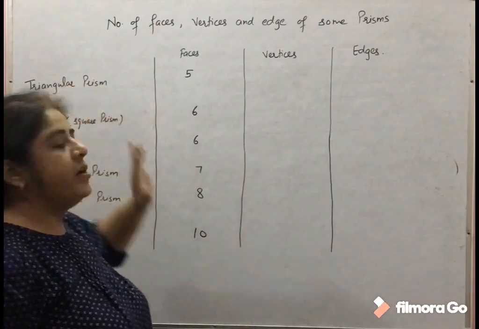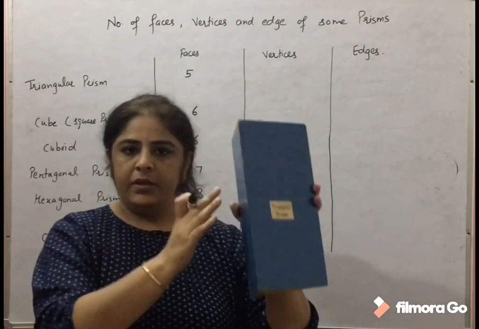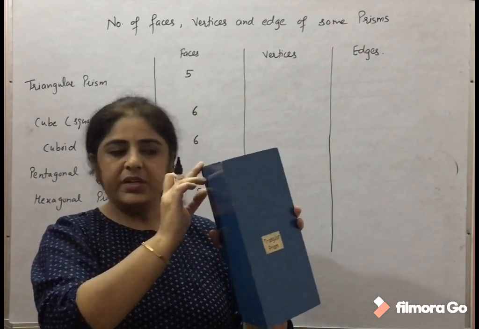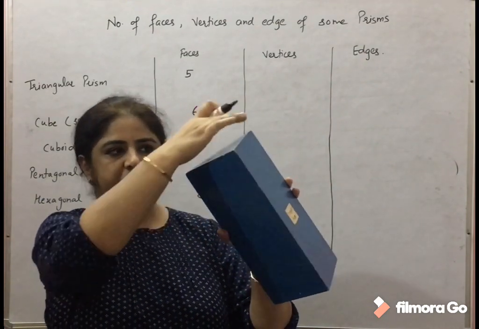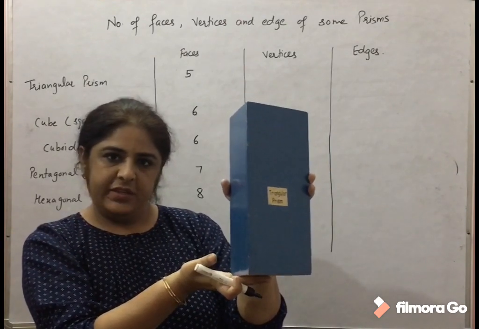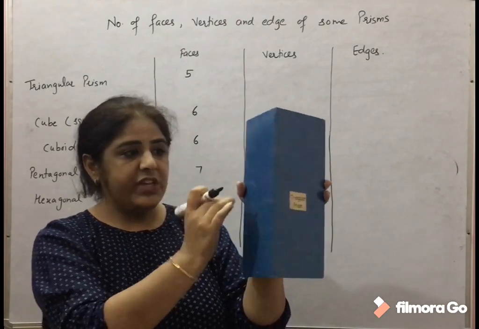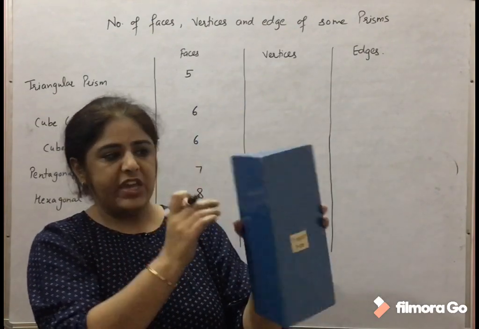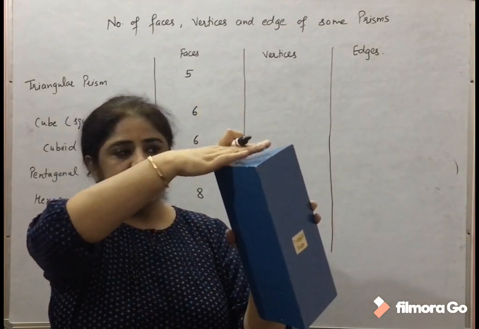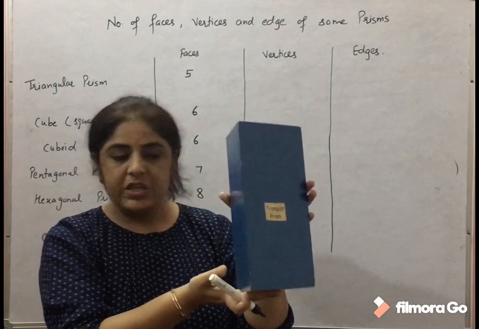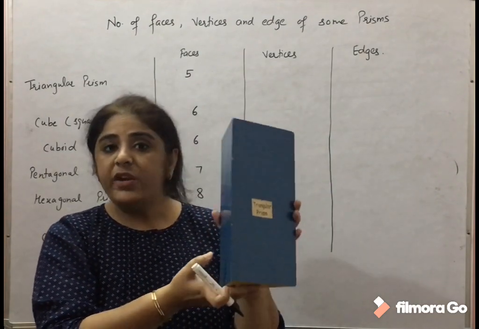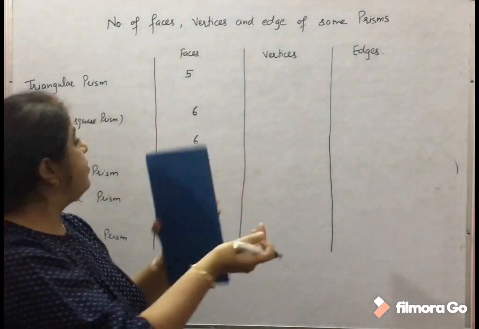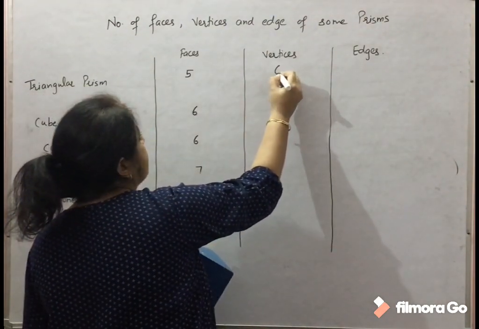Now we will come to vertices. We will go with the triangular prism. These are called the vertices. How many vertices? 1, 2, 3. 3 at top, 3 at base. It means, because we do not have any vertex on the side faces, we have the vertex either at top or at the base. So how many vertices does it have? 3 at the top and 3 at the base. So it means 6 vertices.